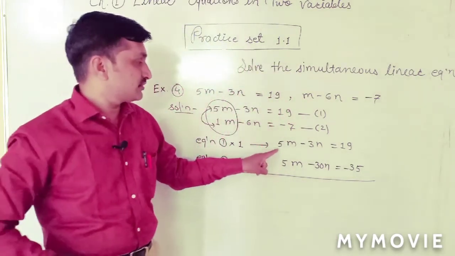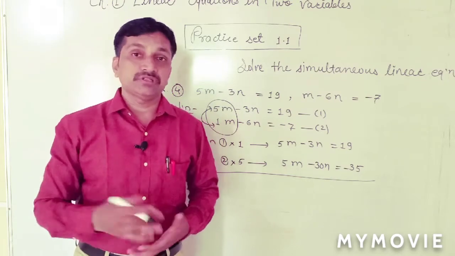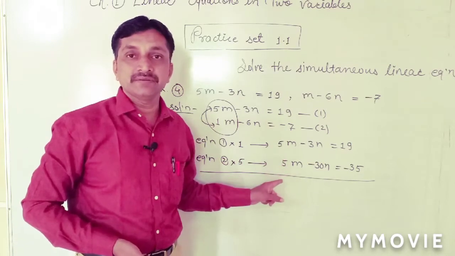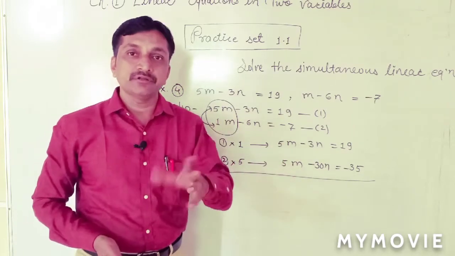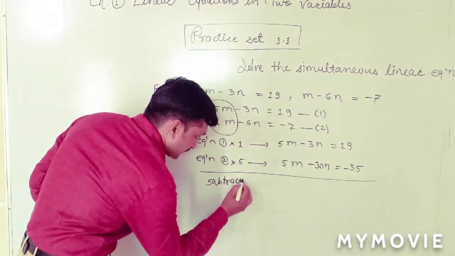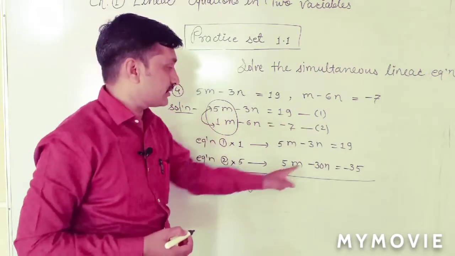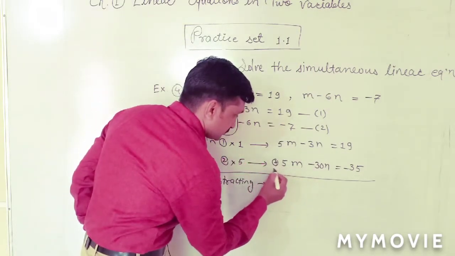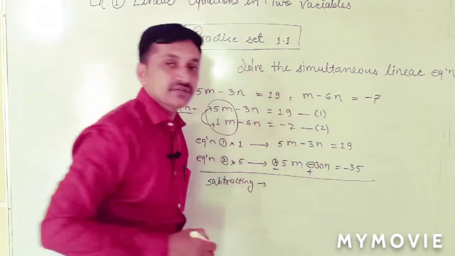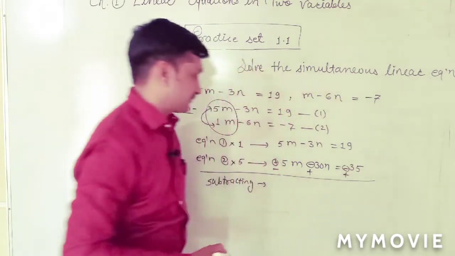Now see, coefficients of m are equal now. We have equated. Now see the sign. We want opposite signs, but here signs are same. If signs are same and you want opposite, then subtract. Subtracting. And when we subtract, we have to change the signs of the second equation. Original plus, it will change to minus. Original minus, it will change to plus.